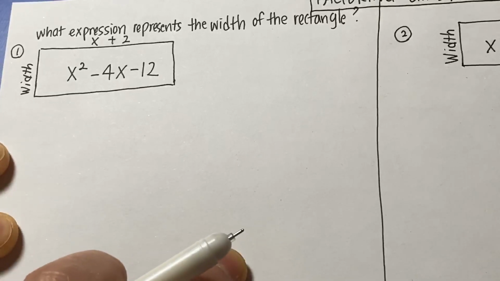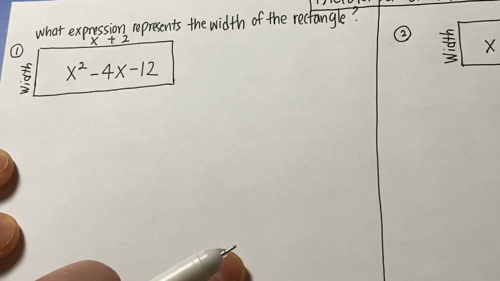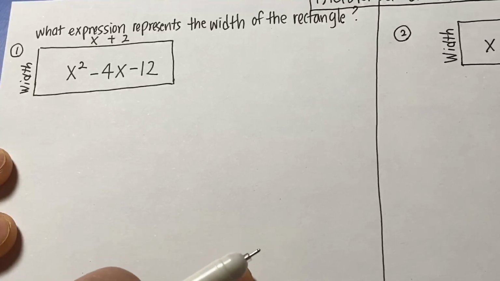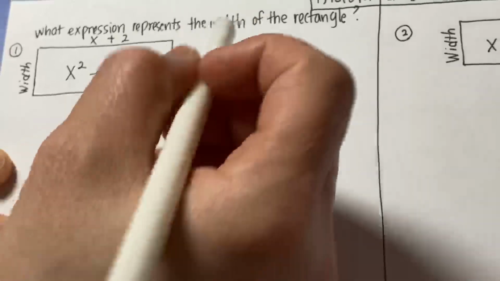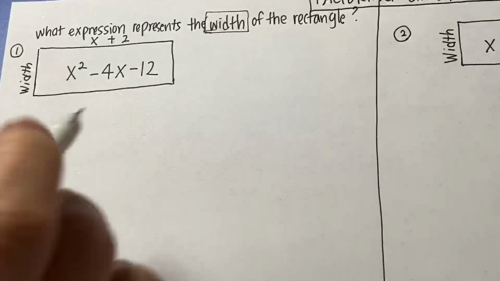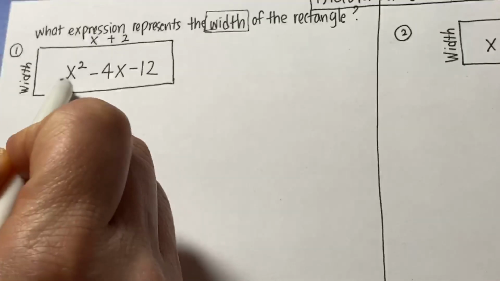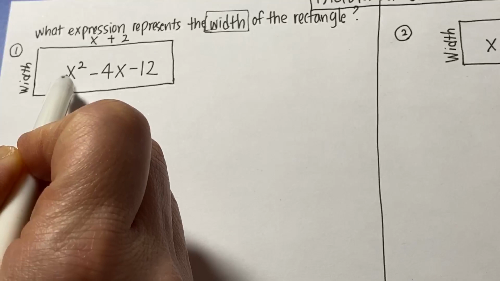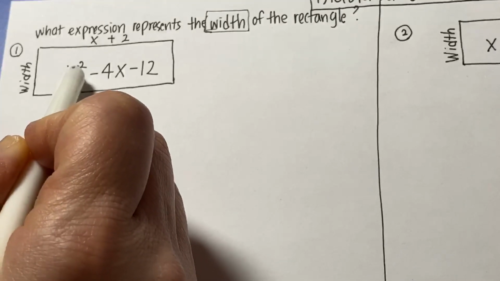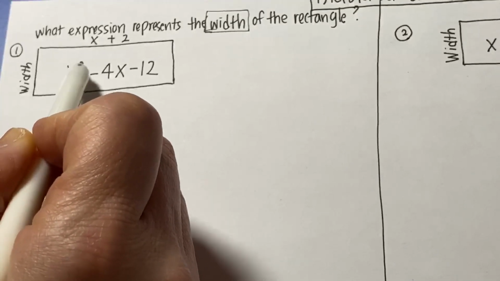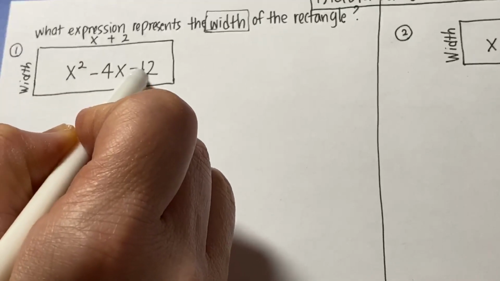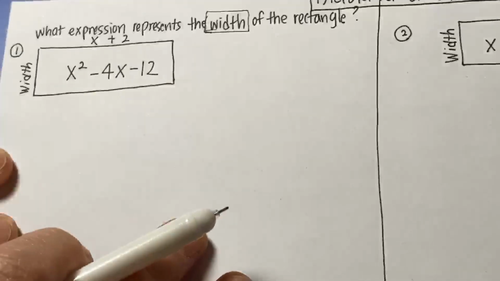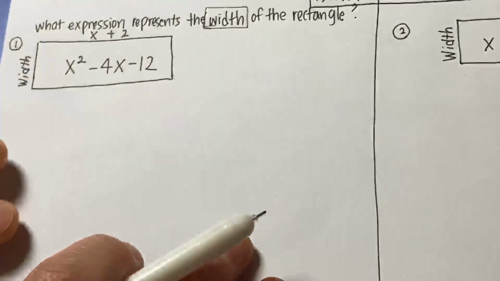So right now we're going to talk about how do we factor quadratics, but in an interesting manner. The following problem reads, which expression represents the width of the rectangle? If you look here, we have a polynomial, or in this case, more specifically, we call this a quadratic, x squared. Anything with an x squared or a variable squared is called a quadratic. X squared minus 4x minus 12 is inside this rectangle. So this is the area.